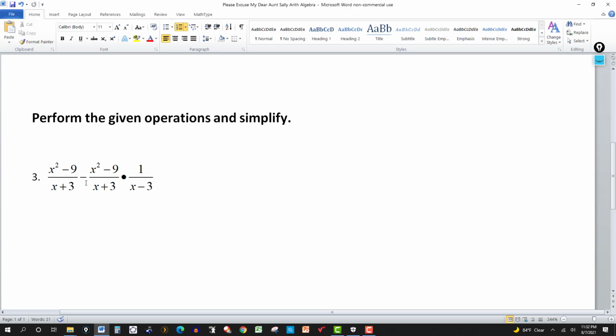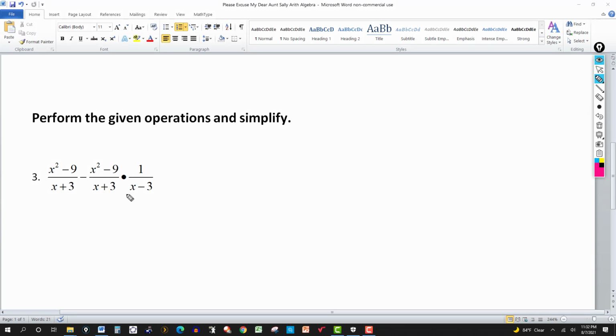So again, you don't want to do the subtraction there and say, okay, I got x squared minus 9 over x plus 3, subtract x squared minus 9 over x plus 3, and you get 0, and then 0 times everything is 0. No, it doesn't work that way, because the multiplication takes preference. There's no parentheses, there's no exponents, we only have a multiplication and a subtraction, and since the multiplication takes preference over any subtraction or addition, we do the multiplication first.